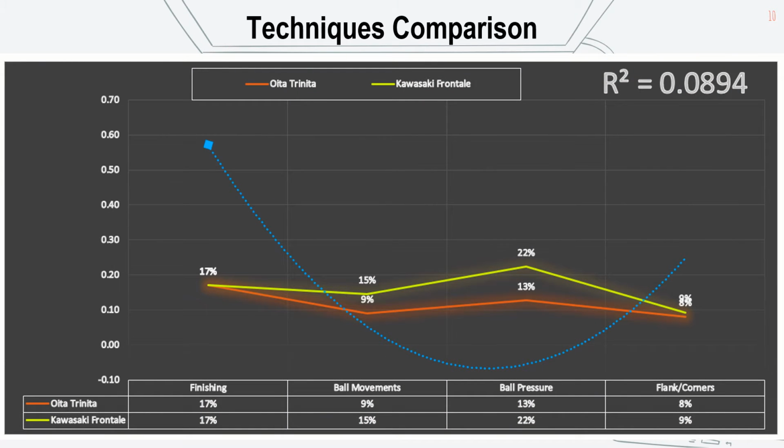Here we have it, the techniques comparison. We categorized it into three simplest forms of understanding on the field. Simply we can call them finishing, ball movements and ball pressure. This is the aspect of understanding the strength of a team on how they can freely score and make all chances count. Unlike other techniques, finishing seems like a critical lifeline of any great team.